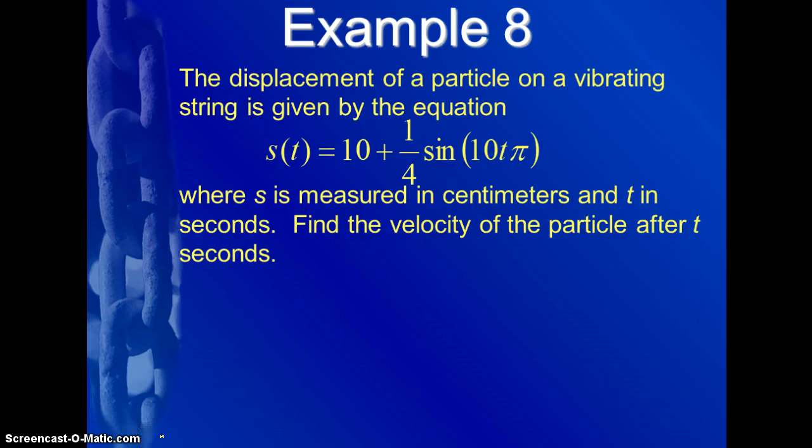Alright, so scary word problem. Blah, blah, blah, blah, blah. Equation, blah, blah, blah, blah, blah. Find the velocity of the particle after t seconds. So I'm starting with position. And we know that velocity is the derivative of position. Derivative of 10 is just 0.